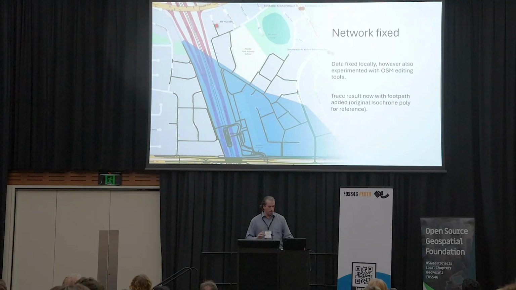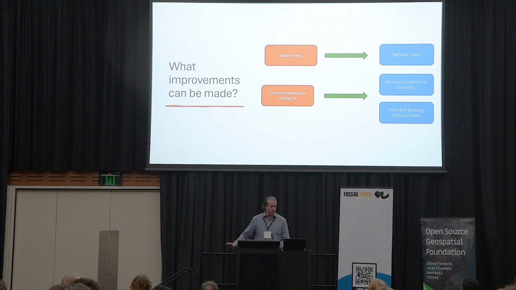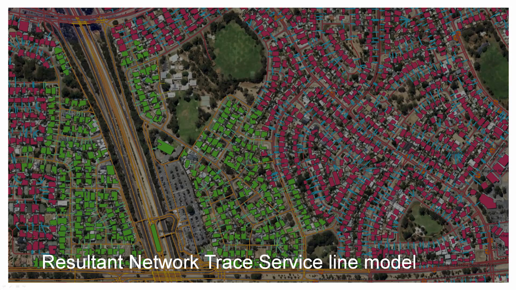So it was at about this time, I think my wife was asking me to help with the tax return. So I thought, now, what improvements can we make beyond this? Let's get rid of the isochrones and the census data. Let's replace it with a proper network trace and a service connection model to the road network. We'll download the Microsoft building footprint data while we're at it as well, because that was going to take quite some time, which would get me out of doing that. And this was the result. So you can see the results there. The building footprints in green, serviced by the network. That's the result of the model.